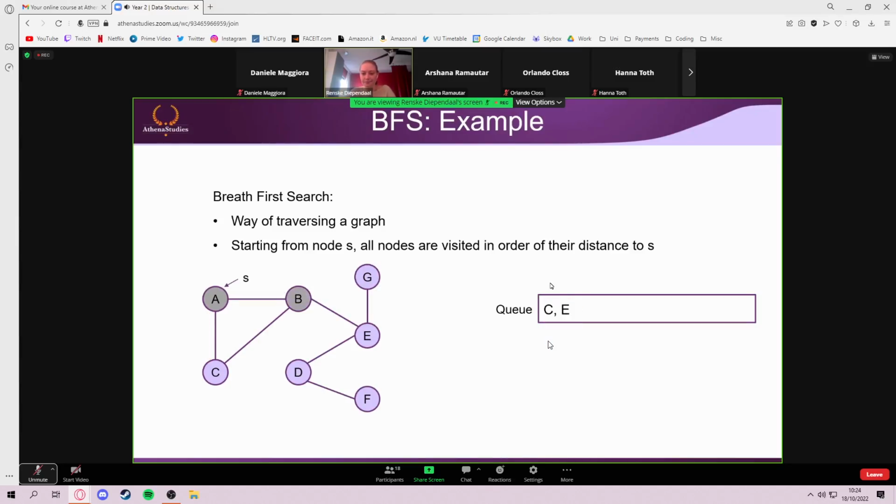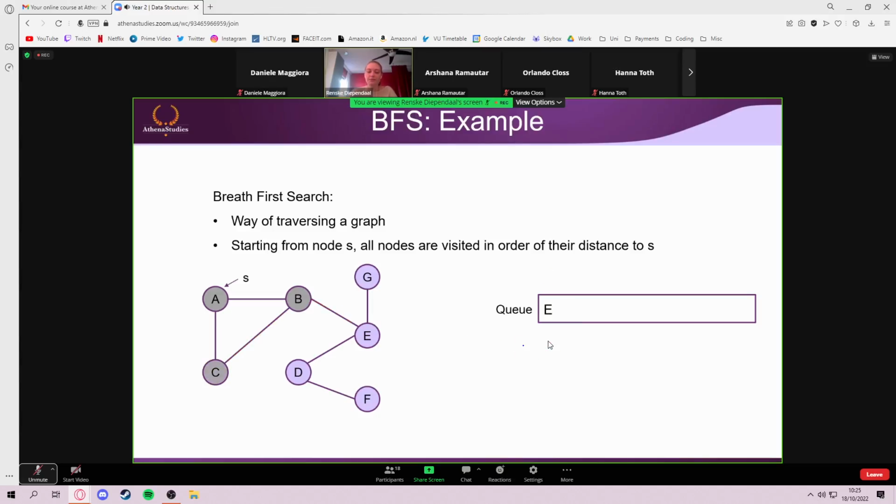So we look at B, and we see it's connected to C, which was already in our list, right? We have B and C. We removed B, so C is just the next in the list. But we also see that B is connected to E, so we add E to the list. So C was still there, E is added.